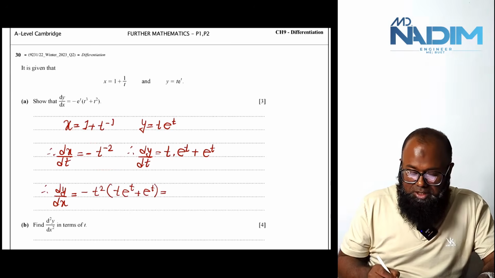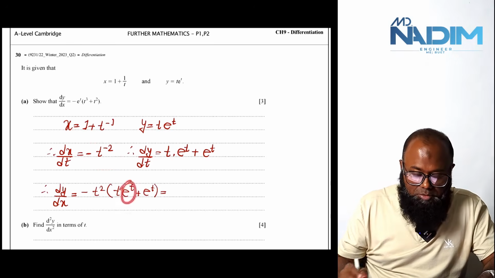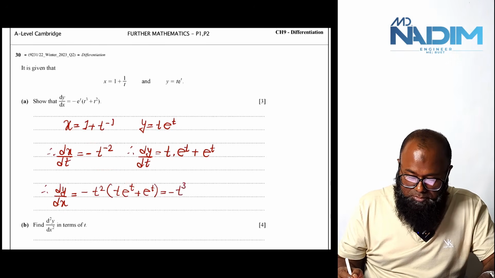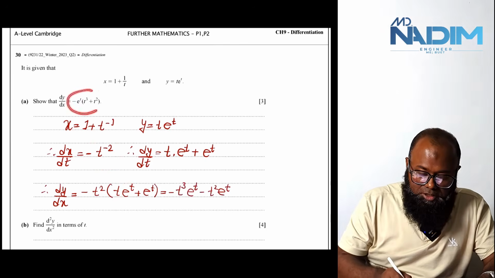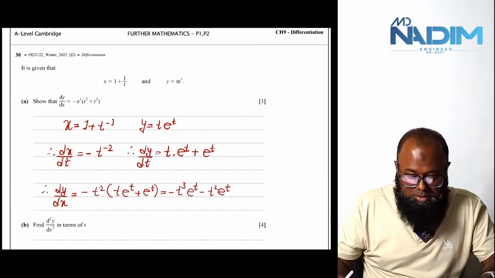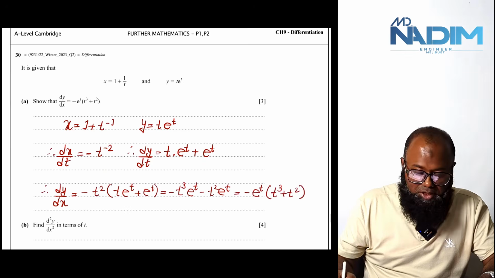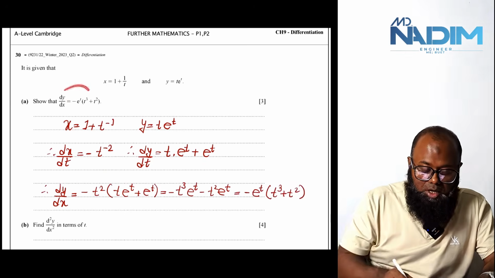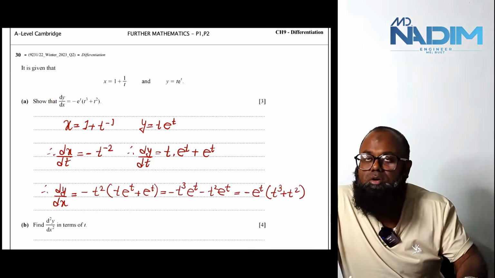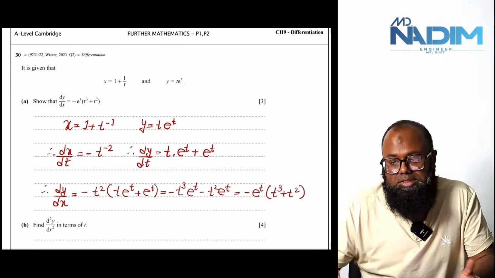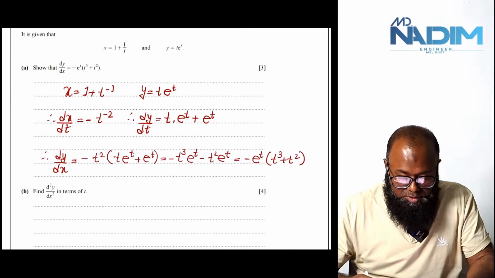Now, if I take t e to the power t as common, I'm getting it like this. To find the expression in this way, I'll take the minus e to the power t as common. Then I will get t cubed plus t squared. So this is the final expression, guys, that we were asked to show here. I hope you have understood all the steps, because this is actually P3, the concepts of P3.